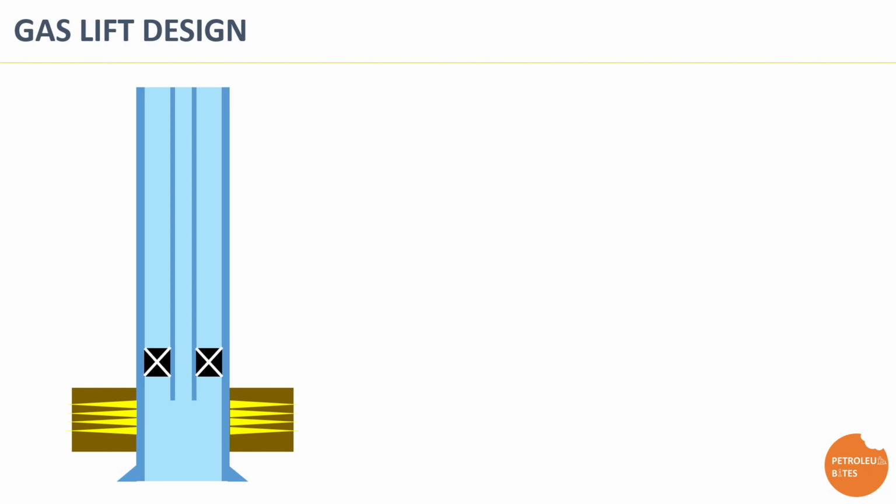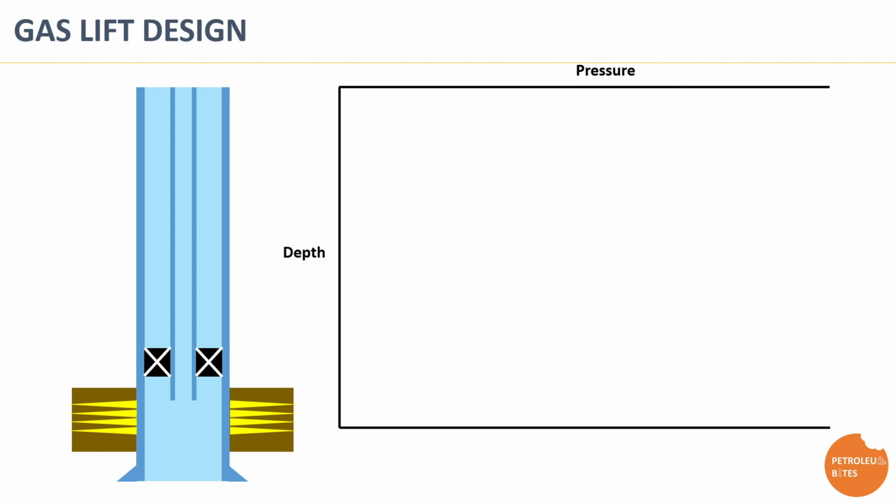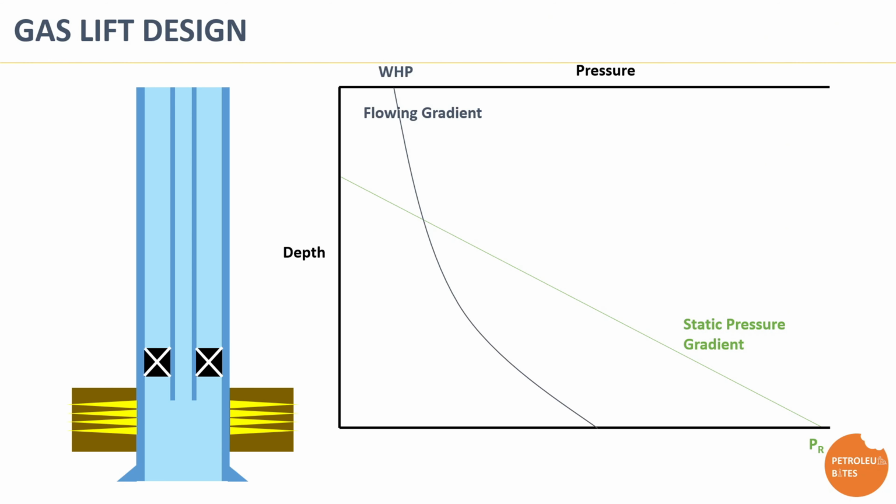Before beginning the design, it is essential to understand the key pressure gradients that govern gas lift design. This includes the static pressure gradient, determined by reservoir pressure and produced fluid density, and the flowing pressure gradient, which is affected by tubing length and diameter, in addition to produced fluid properties and the amount of injected gas added to produced fluids. Then there is the casing pressure gradient, determined by allowable casing pressure and the injected gas pressure gradient.